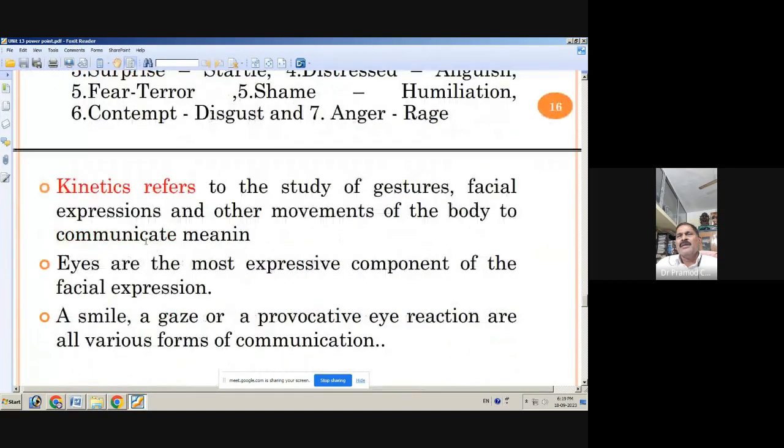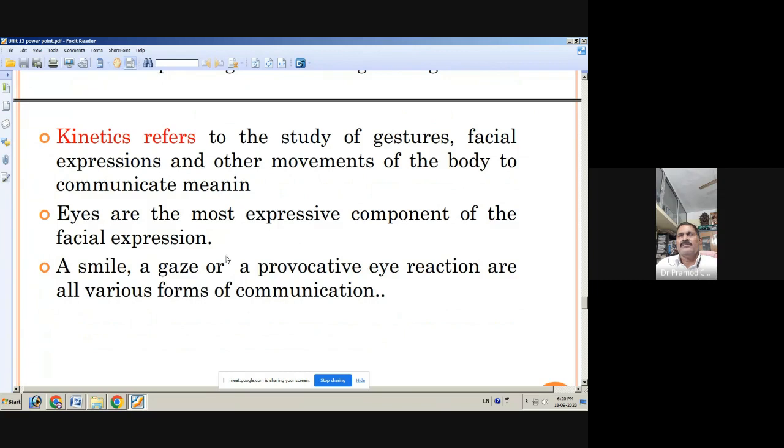But kinesics refers to the study of the gestures, facial expression, and other movements of the body, which is also a medium of communication. You know that eyes are the most expressive components of the facial expression, that is non-verbal. If you can see the eyes of others, you can understand what that person is saying.